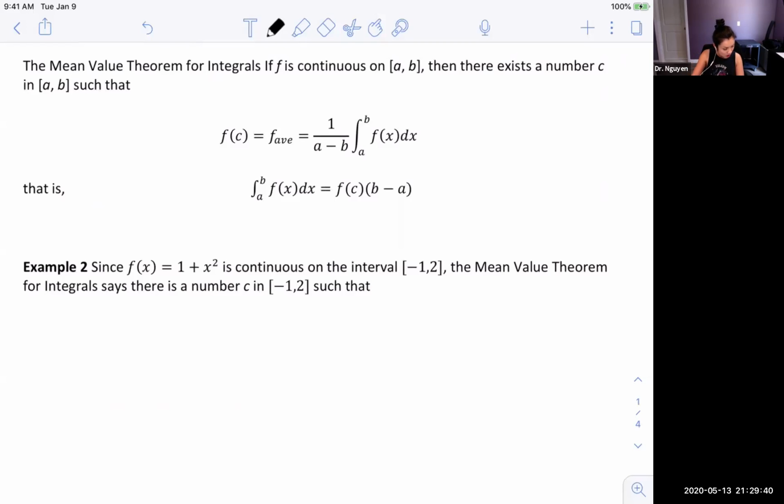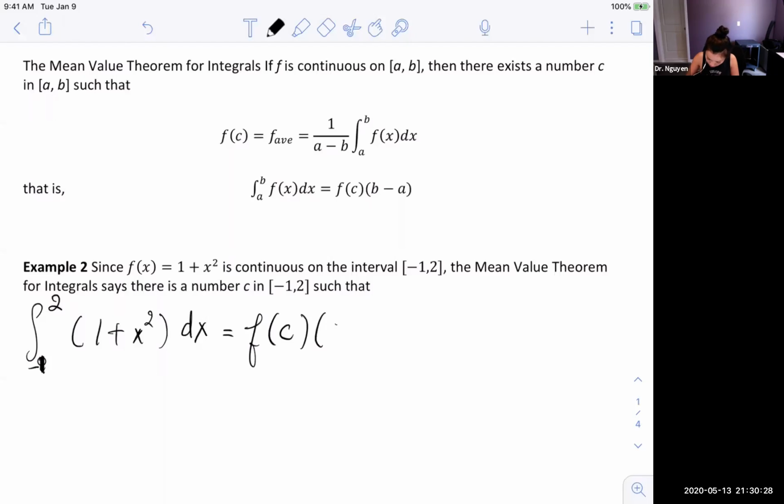We want to know, since f of x equals 1 plus x squared is continuous because it's a polynomial on the interval [-1, 2], the mean value theorem for integrals says that there is a number c between -1 and 2 such that the integral from -1 to 2 of f of x, which is 1 plus x squared dx, is going to be f of c times b minus a. So 2 minus -1.